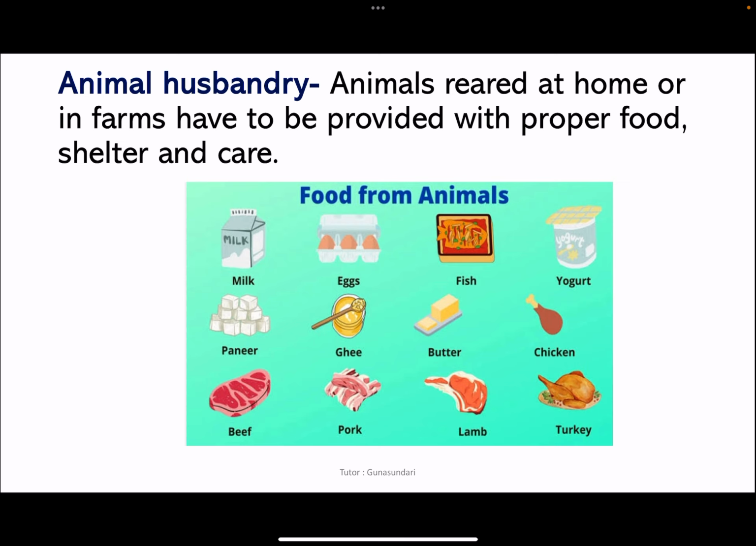We have just seen that the process of crop production involves steps like selection of seeds, sowing, harvesting, etc. Similarly, animals reared at home or on farms have to be provided with proper food, shelter and care. So this is called what? Animal husbandry. And these are some of the foods from animals like milk, eggs, fish, yogurt, paneer, ghee, butter, chicken, beef, pork, lamb, turkey.